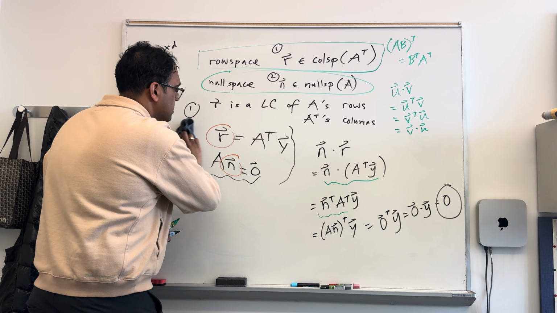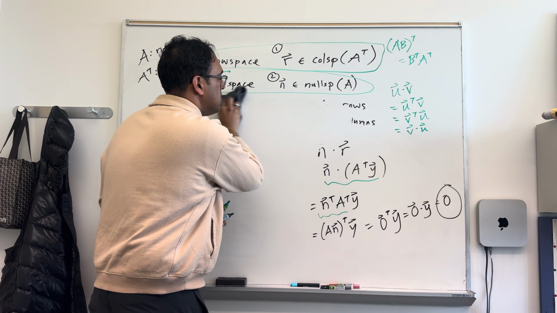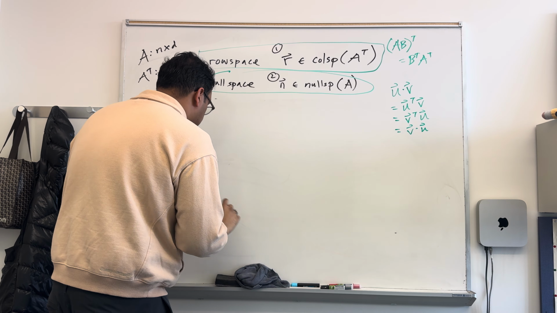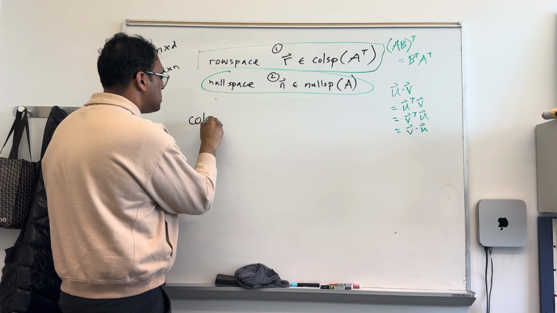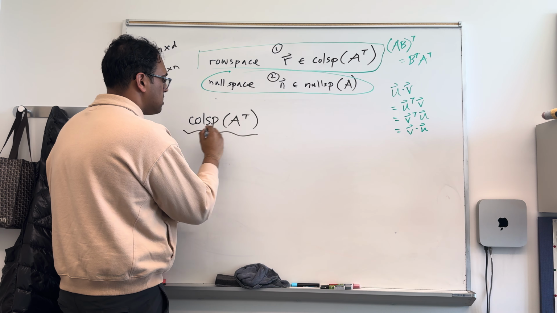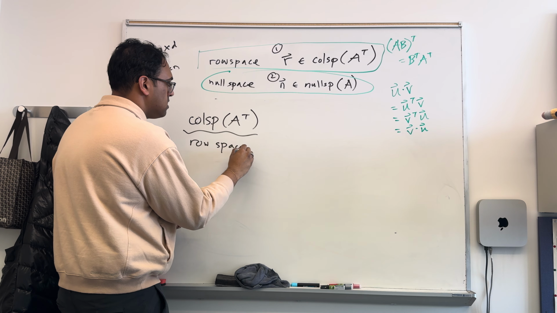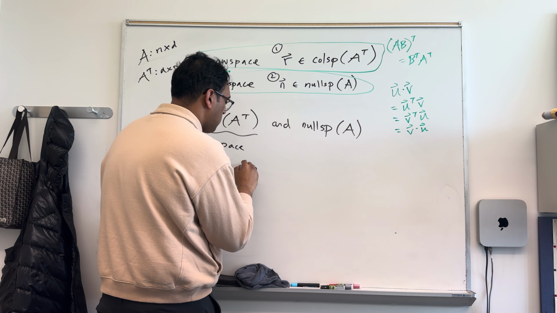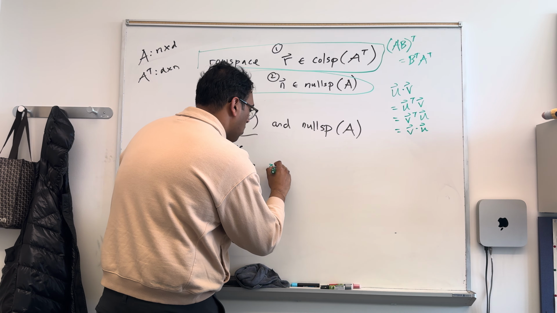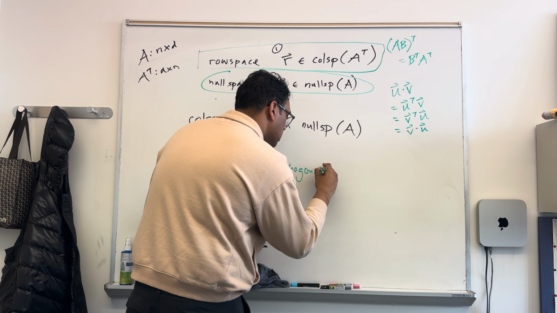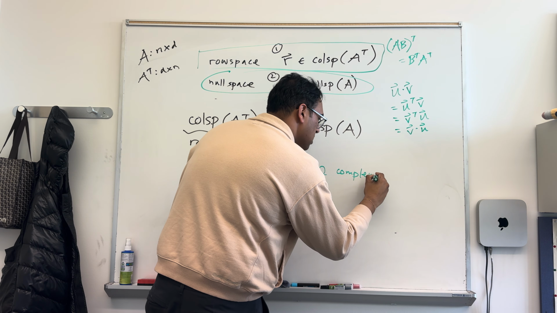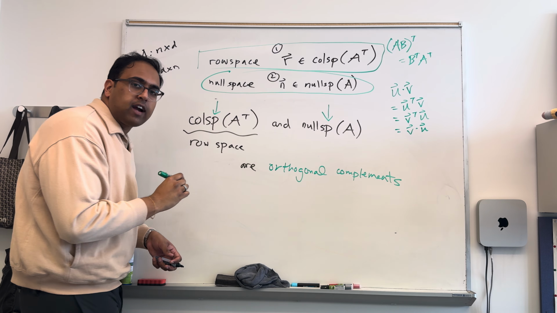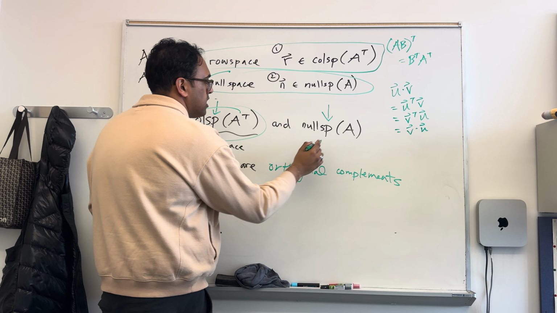And so what this means is that the column space of A transpose, that is the row space, and the null space of A are what are called orthogonal complements. Any vector in here is orthogonal to every vector here. So everything here is orthogonal to everything here.